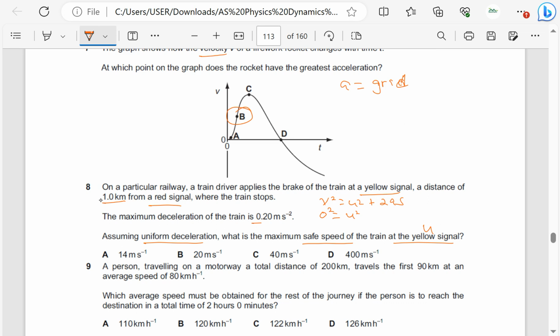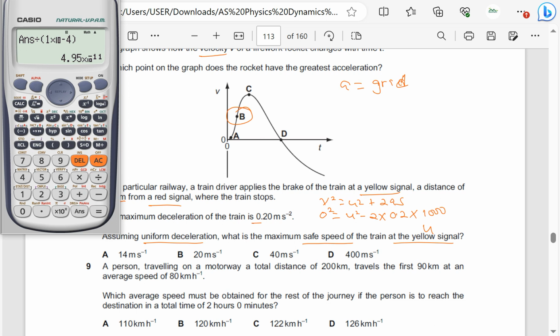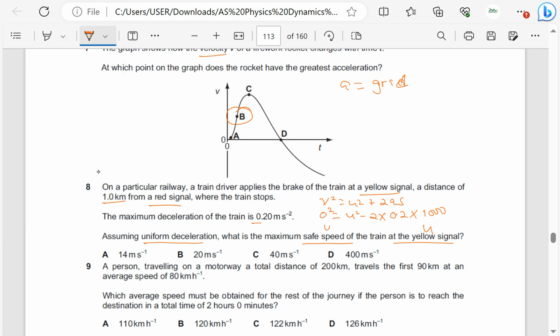Since it is a deceleration, the acceleration is negative. So this will be minus 2 times 0.2, times the distance between them, 1 kilometer, which is 1,000. I make u squared the subject by multiplying 2 times 0.2 times 1,000, and I find the square root, so the answer is 20. So u is equal to 20 meters per second, so the answer is going to be B.